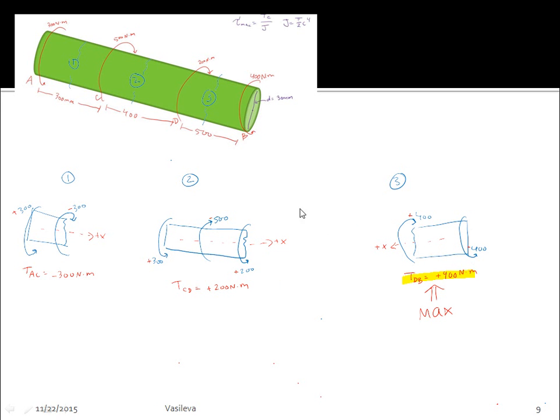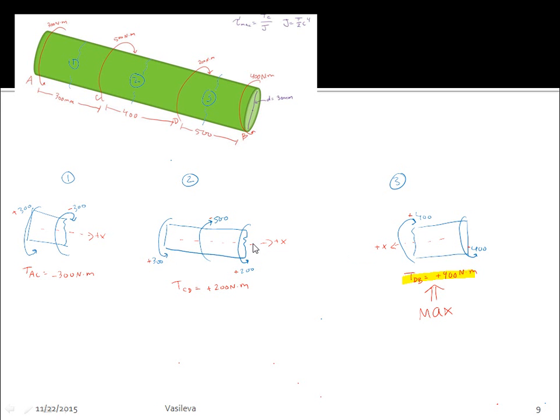And then finally, I end up cutting at point 3, and instead of going from this end to this end and having to consider 3 different moments, I just decided to cut only at this end and consider the 400. So I have a 400 going this way. That means I'm going to have a 400 going in the opposite direction. And here I consider my positive convention to be in the direction that I cut.